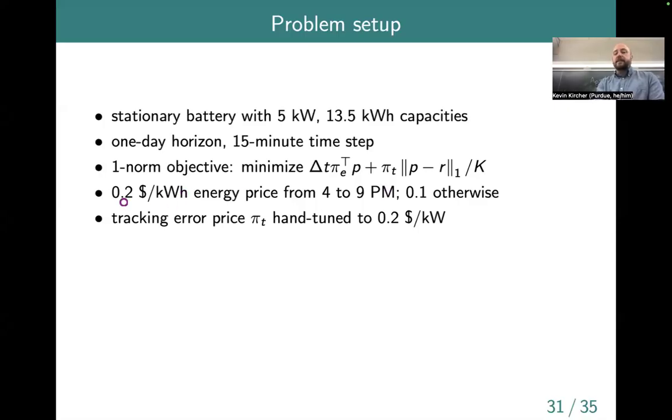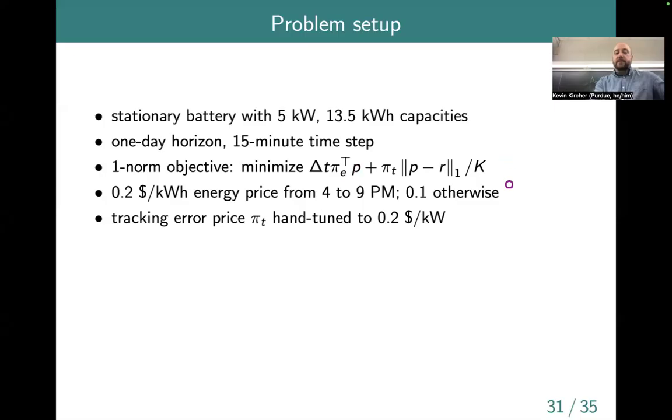And then the energy price is a 2-tiered time-of-use rate. It's just 10 cents overnight and then 2 cents during this peak period of 4 to 9 p.m. This is just made up, but it roughly mimics both your homework problem and also some rate plans that you can find in reality. And then I manually tuned this price until I got performance that looked pretty good. So I started with a small price and said, we're prioritizing energy efficiency too much and not prioritizing the reference tracking enough. So then I increased the price a little bit until it looked like a pretty good balance.